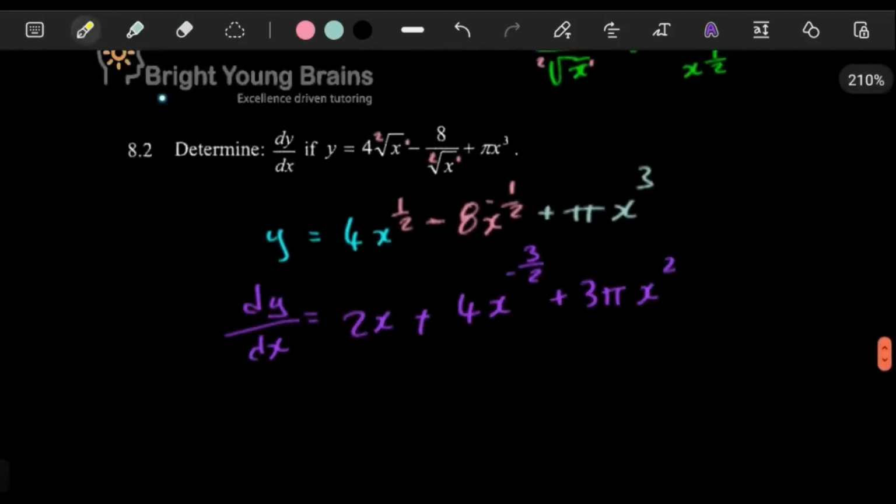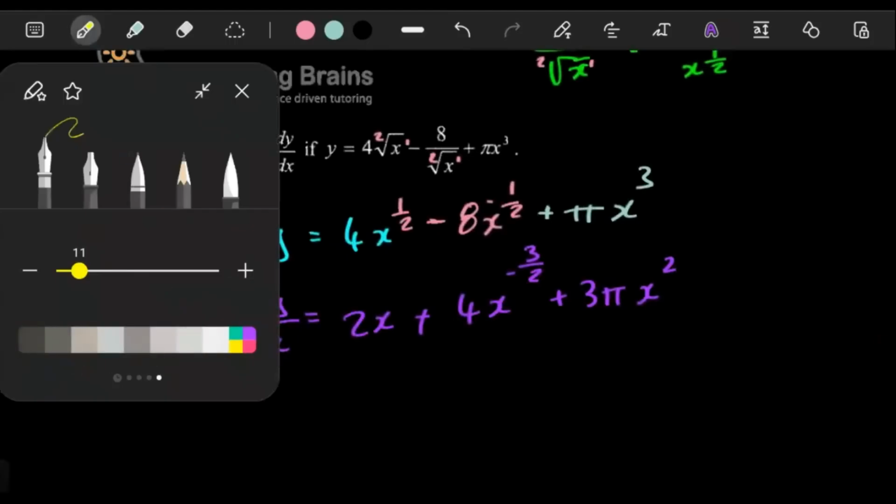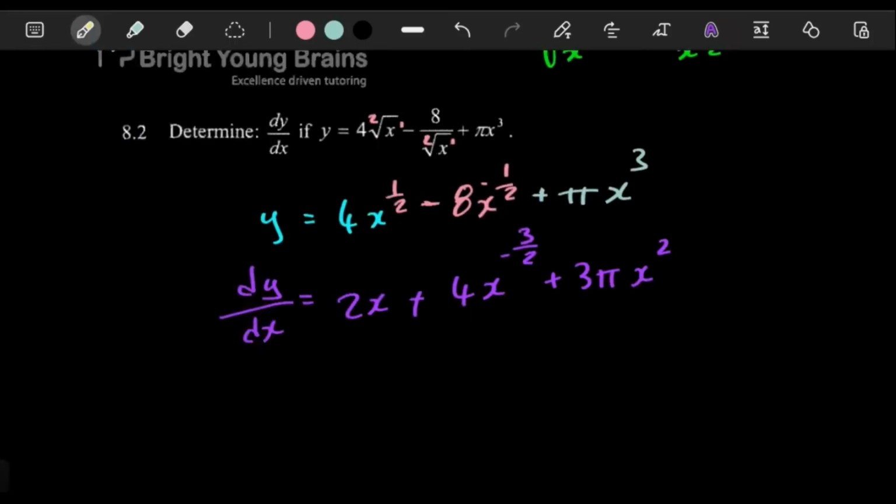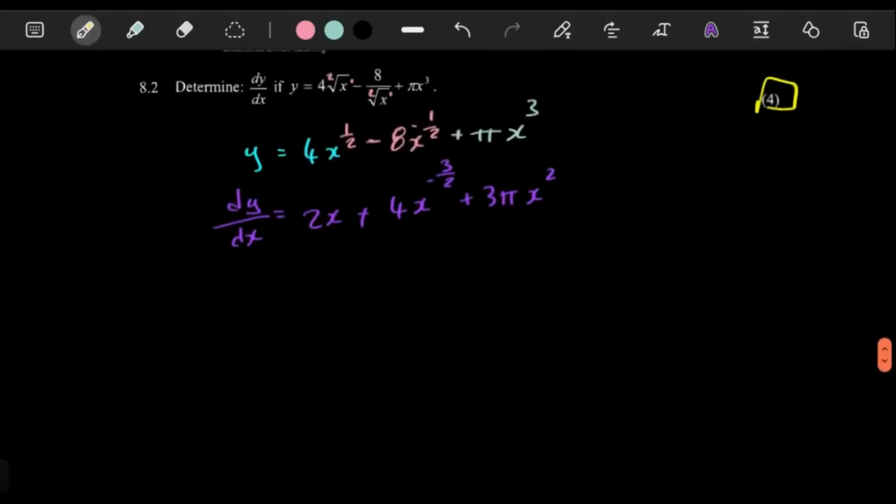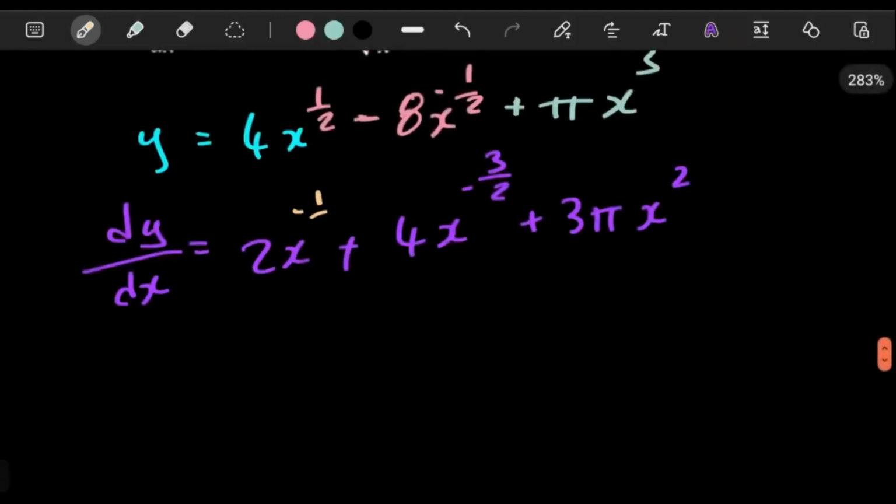So this is 8.2. Yes, it is 8.2. That's a 4-mark question. So you're going to get marks for the simplifying part, and then you're also going to get marks for the final answer. Because here I made a mistake. It's supposed to be negative a half at the exponent there. Because if you remove 1 from the exponent, you're going to be left with negative a half. Yeah, let's move on.